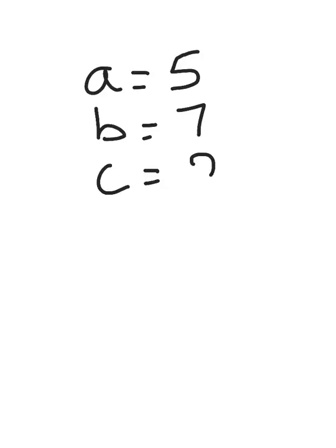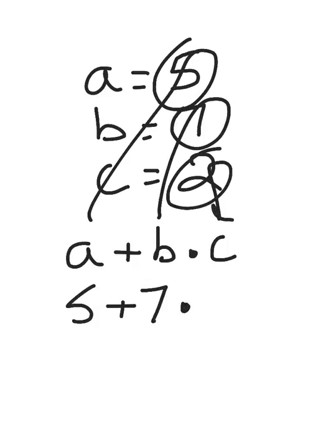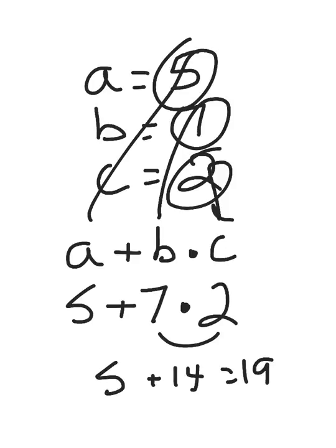And in some situations, it can be even more complicated. If a equals 5, b equals 7, and c equals 2, you could have problems like a plus b times, and that raised dot means times, c. Then you have to just plug the numbers in. A is 5, plus b is 7, times c is 2. And then you have to do order of operations. No parentheses, no exponents. Multiplication left to right is there. To do that one is 14, and 5 plus 14 equals 19.